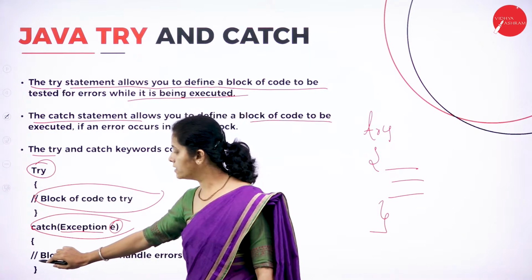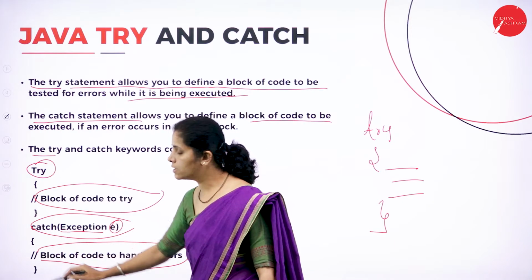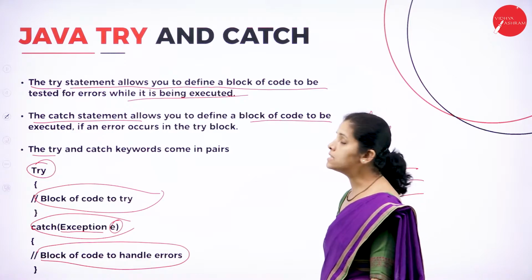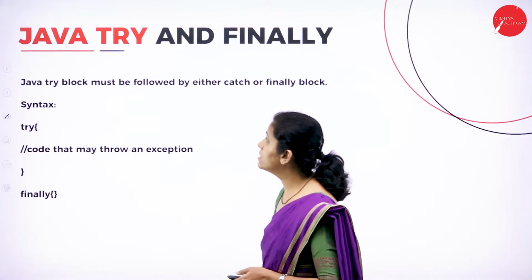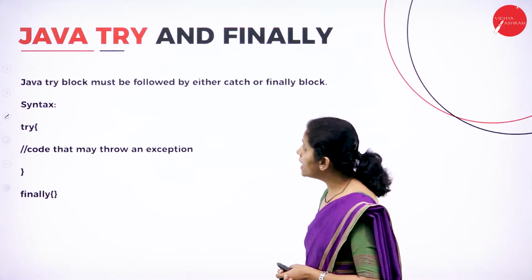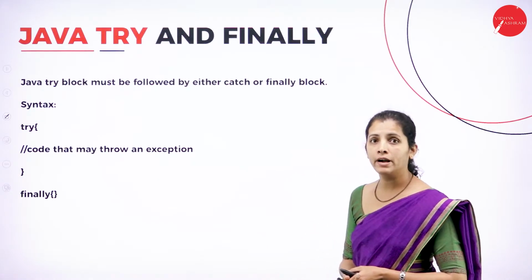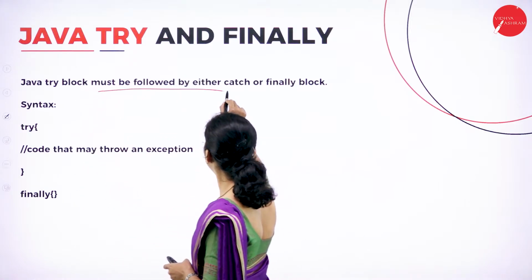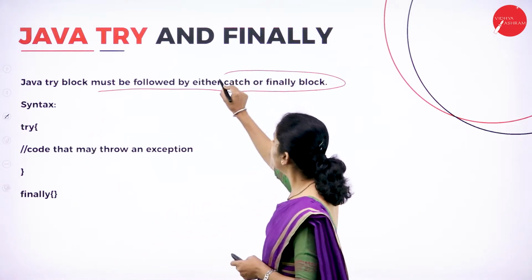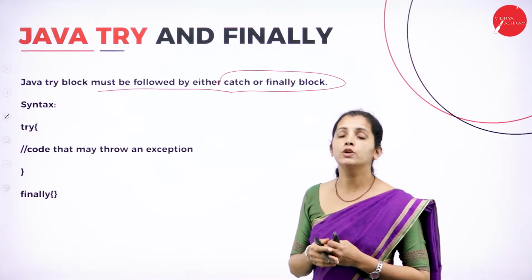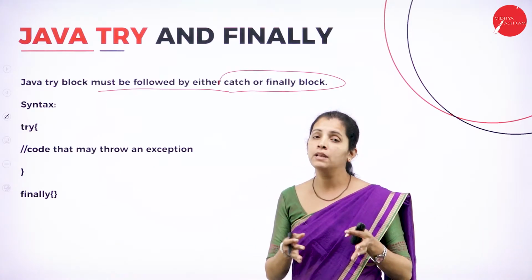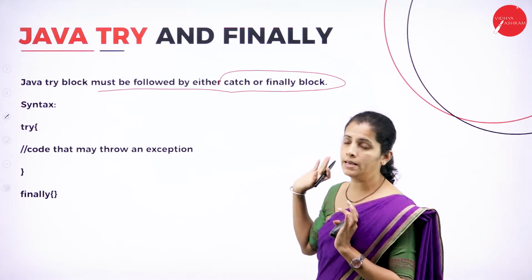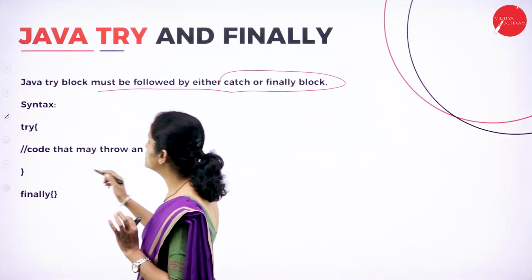Okay, and I'm going to write the block of statements within the curly braces. This is the way I can use try as well as catch block. Now moving further, I'm going to have the try block, which is followed by finally. The Java try block must be followed by either catch block or finally. That means when I use try block in my program, that must be followed by catch block or finally. Now this is the example as well as syntax.